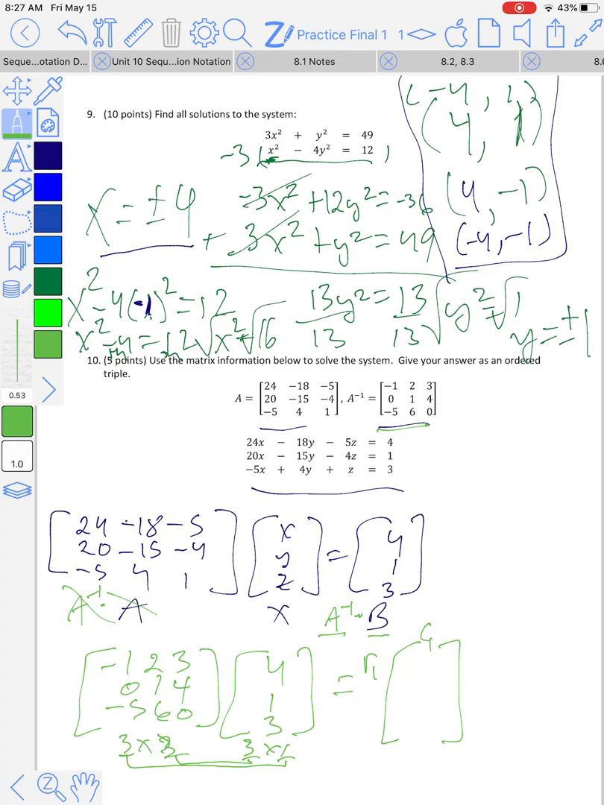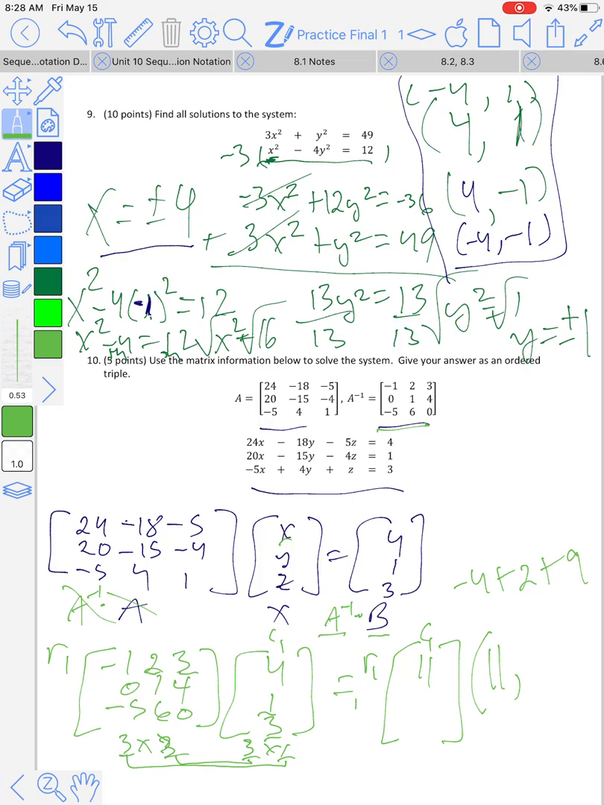So to find row 1, column 1, I take row 1 times column 1 and add them up. Multiply and add. -1 times 4, -4, plus, come across the left, down with the right, 2 times 1, 2. Across the left, down with the right, 3 times 3, 9. -4 plus 2 is 2. 2 plus 9 is 11. 11's our R1, C1. That's what x is. They want you to give it as an ordered triple, so therefore you're going to write this as 11, comma.